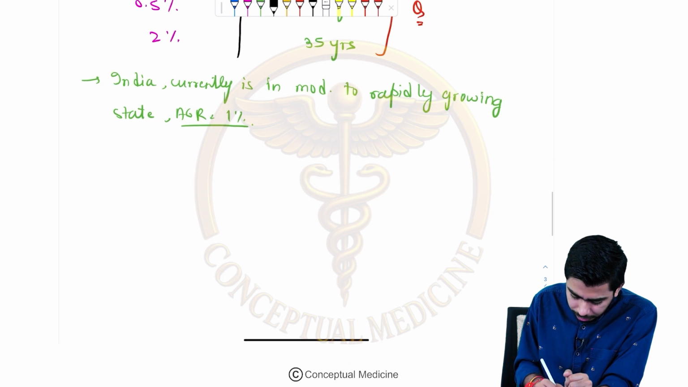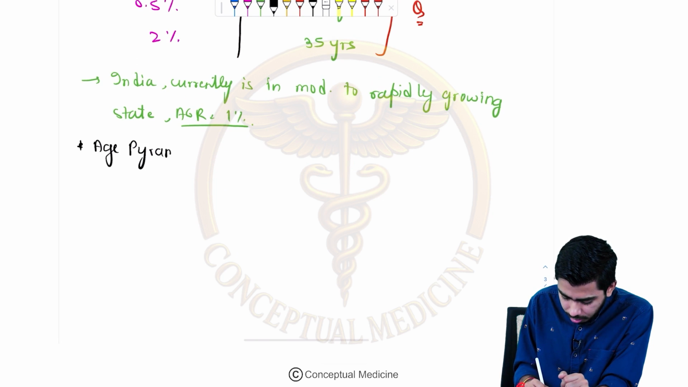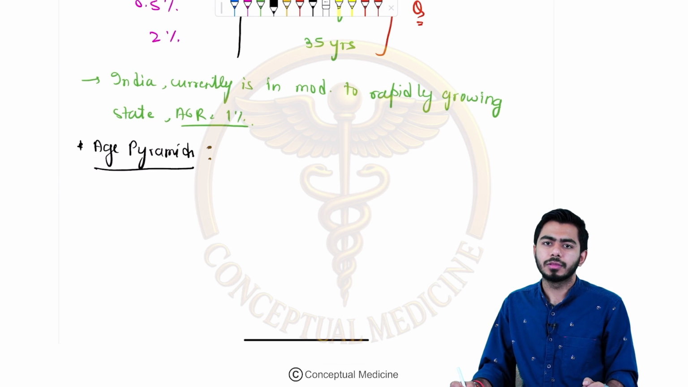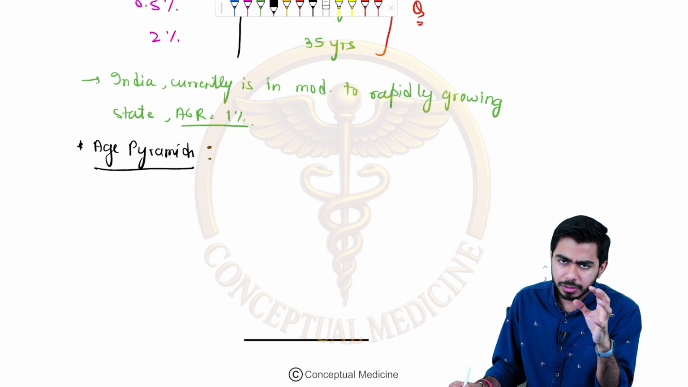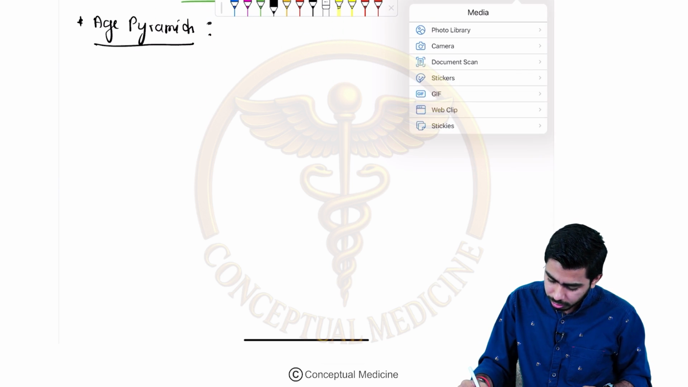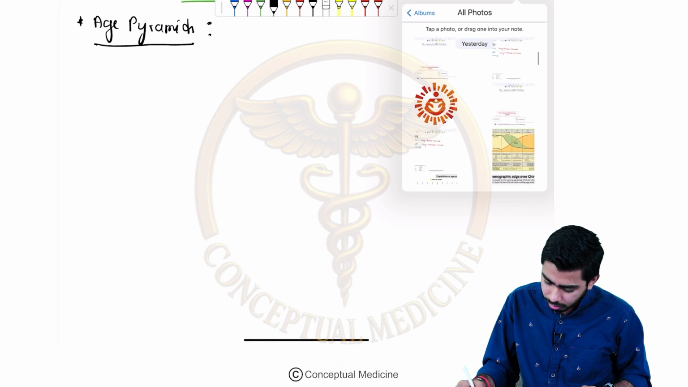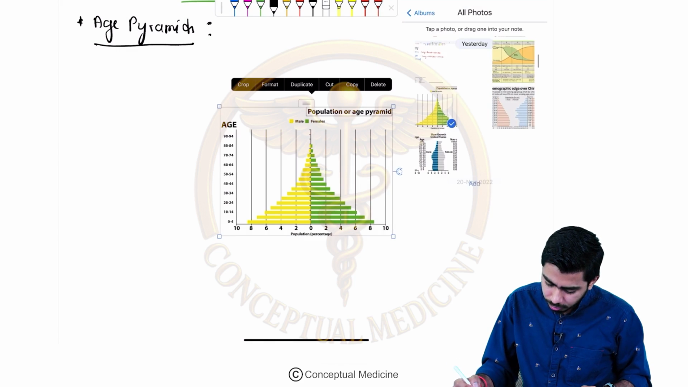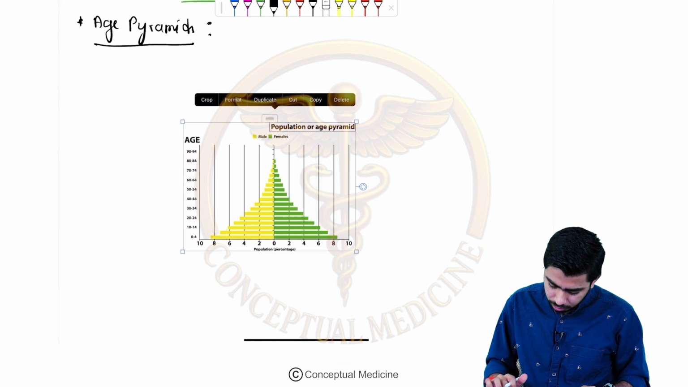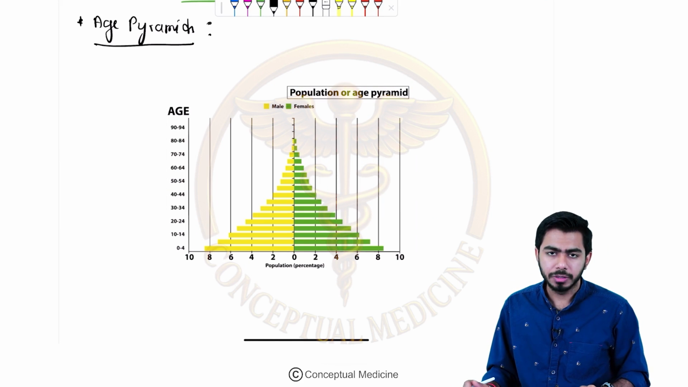Now, what are age pyramids? Let's talk about them as well. If you talk about the age pyramid, basically here we have a graph. Let me show the age pyramids so that you can understand very well what I'm talking about. So look over here. This is the age pyramid which you are seeing right now on your screens.